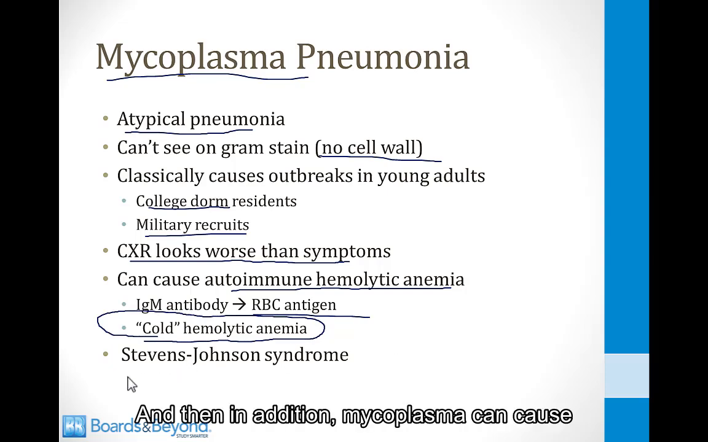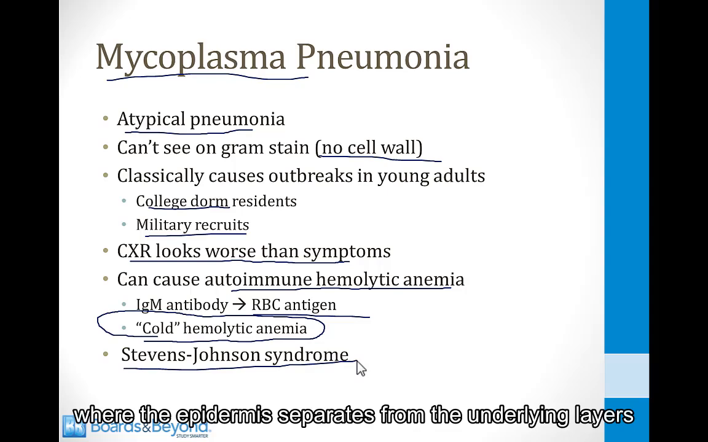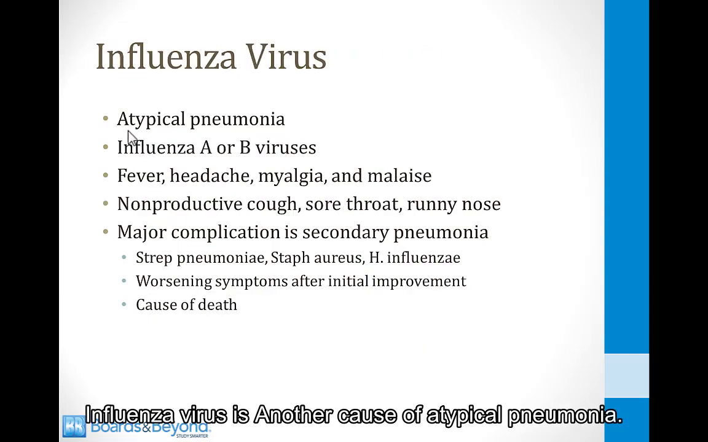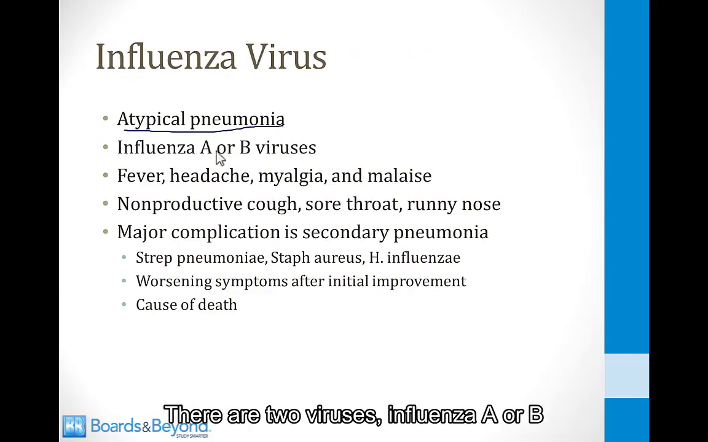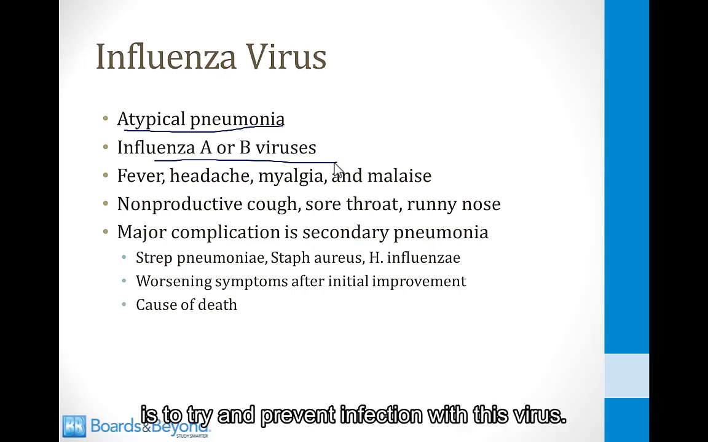And then in addition, Mycoplasma can cause Stevens-Johnson syndrome, which is a life-threatening skin infection where the epidermis separates from the underlying layers and you get desquamation of the skin. Influenza virus is another cause of atypical pneumonia. There are two viruses, influenza A or B, and when you get the flu shot every year, if you do, it's to try and prevent infection with this virus.